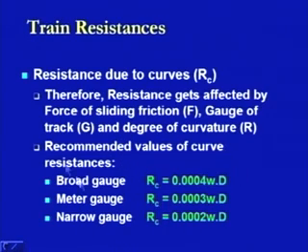On the basis of the different computations, the recommended values of the curve resistances have been given for the different gauges. For the broad gauge, this value is 0.0004 W into D, where D is the degree of the curve and W is the weight of the train. Similarly, in the case of meter gauge, this factor changes from 4 to 3, and in the narrow gauge, this factor is changing from 3 to 2.